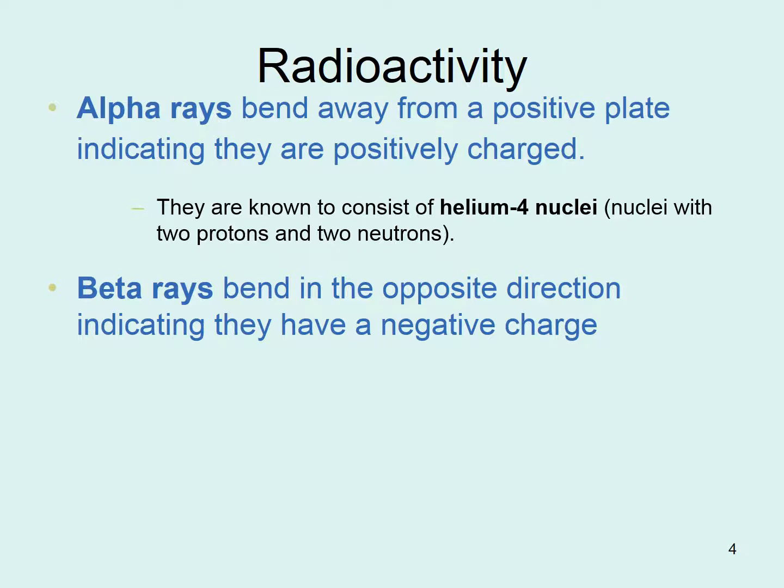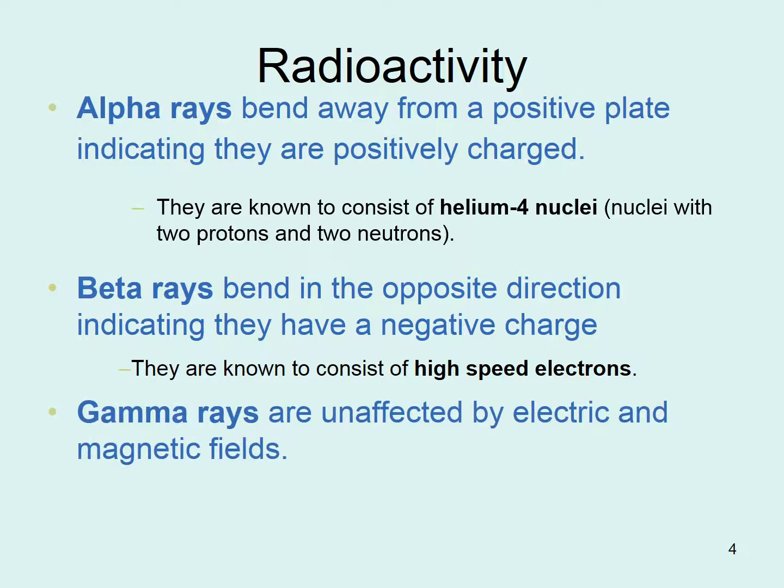Beta rays or beta particles bend opposite of an alpha, so that means they have a negative charge, and it turns out that they are made up of high-speed electrons, so they're the same size and shape and weight of an electron. So alpha particles are much larger than beta particles.